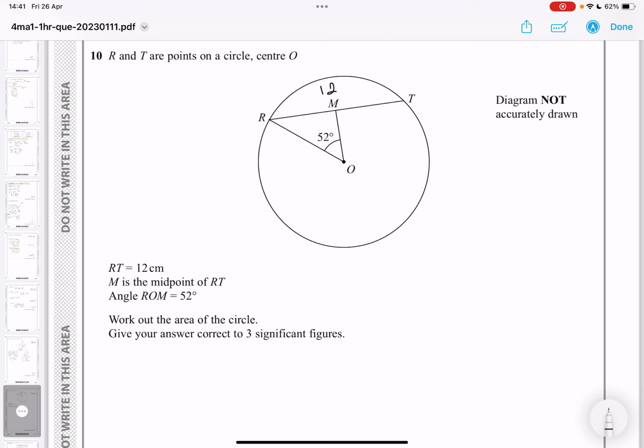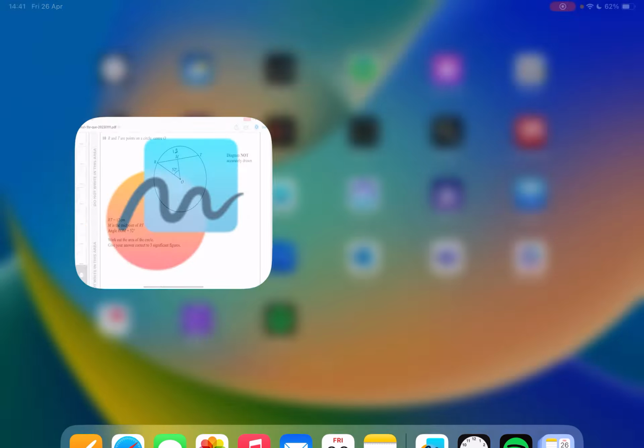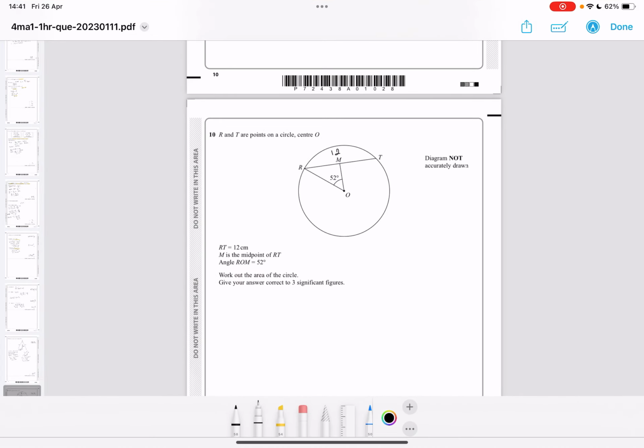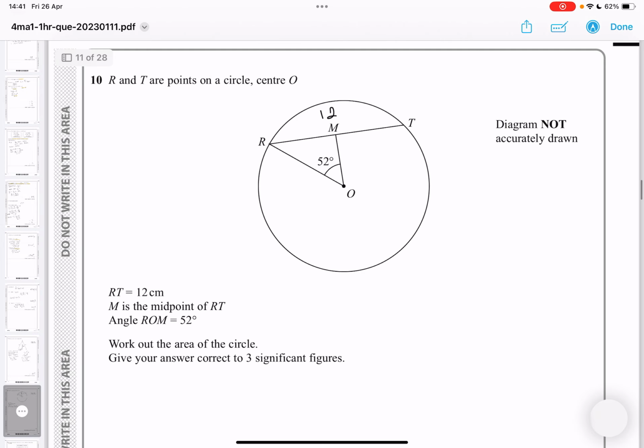Okay, so let's work out the area of the circle. Let's write the formula first. Area of circle is pi r squared. So we need r, we need the radius, and they haven't given that to us. So OR is the radius, because it's going from the center to a point on the circumference. And if we extend this line here, OT, that's also the radius.